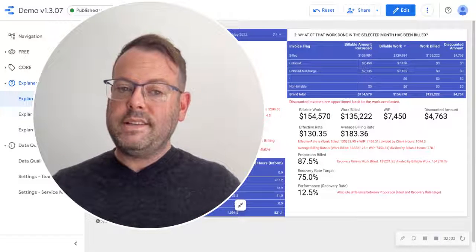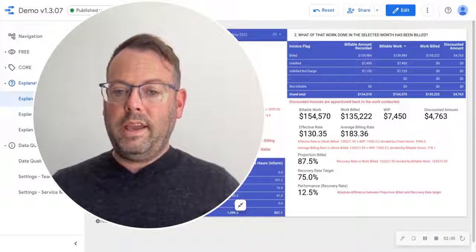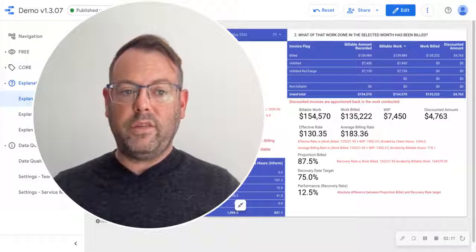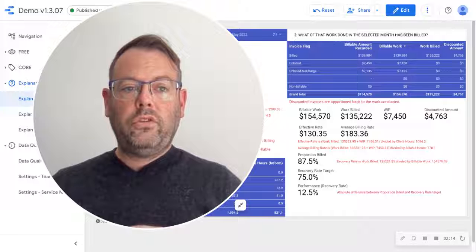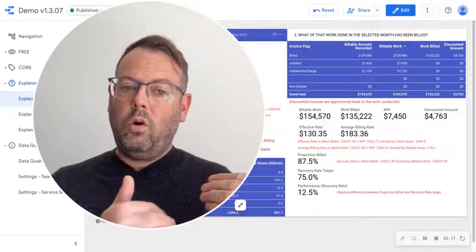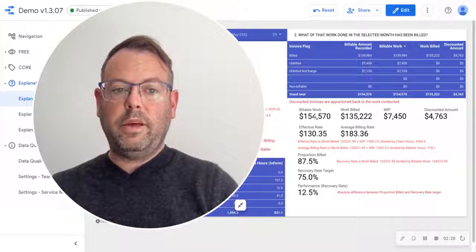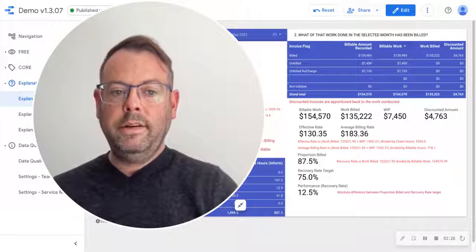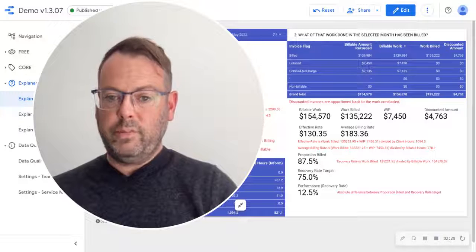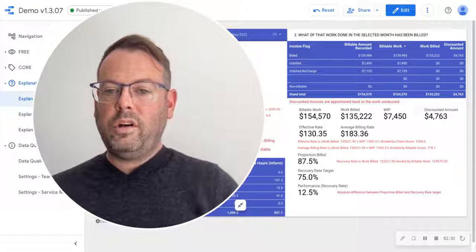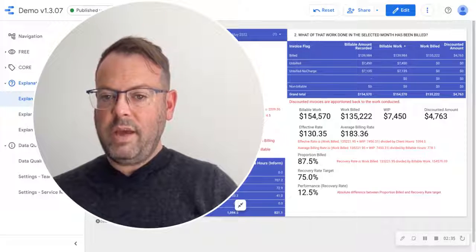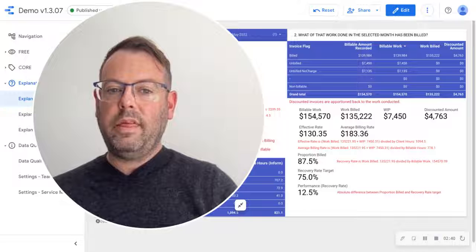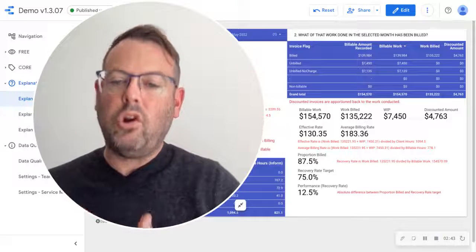So if we see a discounted invoice, we're applying it here so that the work billed includes that, and you can see the discounted amount is $4,763. So if I look at that top row, we've talked about the billable work. So 154,000 of billable work was done in May. 135,000 of that was billed. 7,450 of that hasn't yet been billed, and we haven't decided we're not going to bill for it.